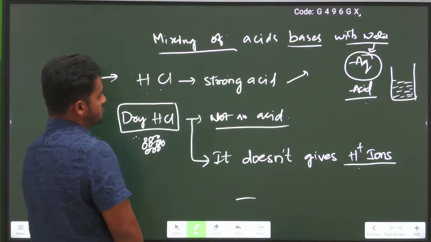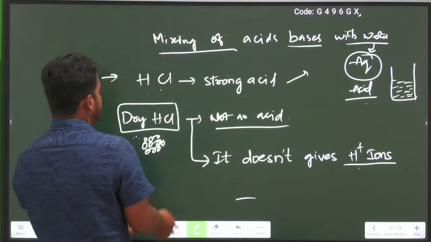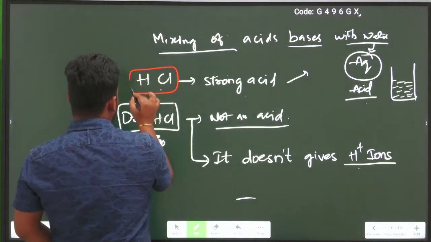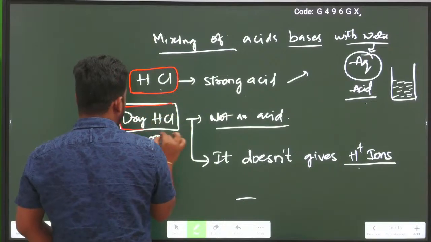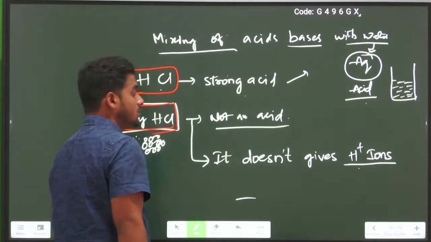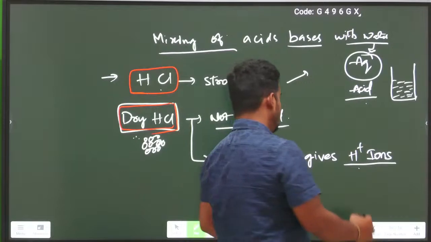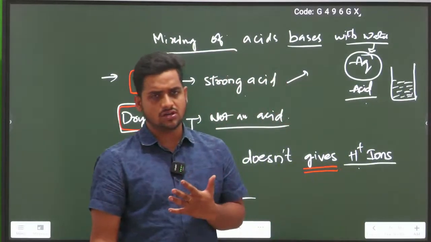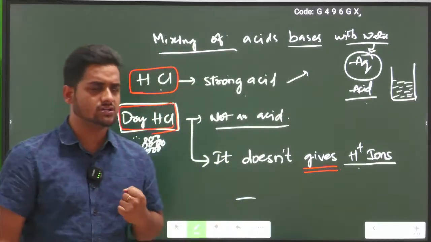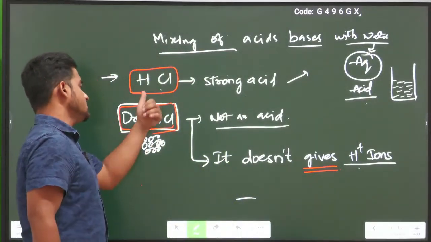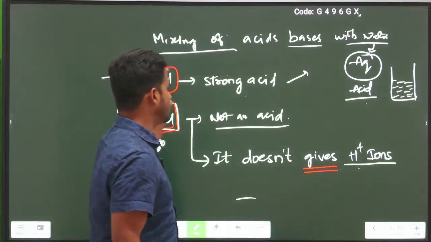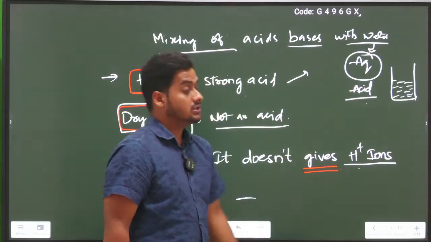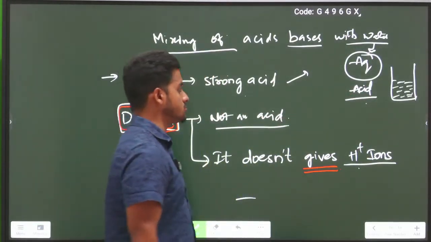Mixing of these acids and bases with water, that means dry compounds, are not acids. Why? They are not releasing any H plus ion. Dry acid will not give you any H plus ion, whereas HCl in aqueous solution gives you H plus ion.